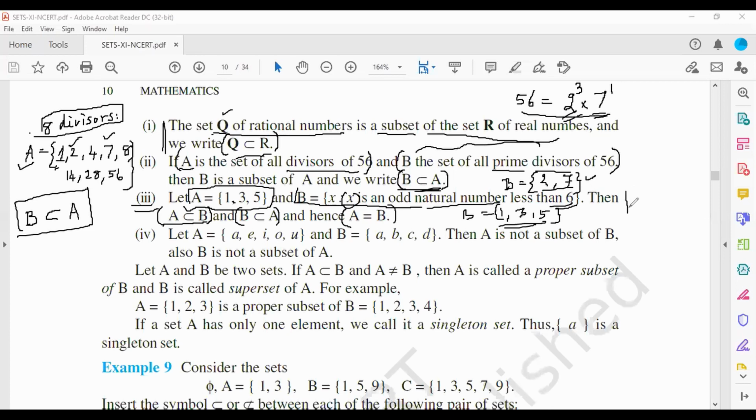Please make note, this is an important property. If each set is a subset of the other, then those two sets must be equal. A subset B, B also subset A, it implies A is equal to B.